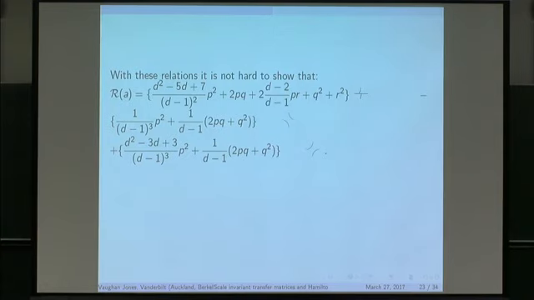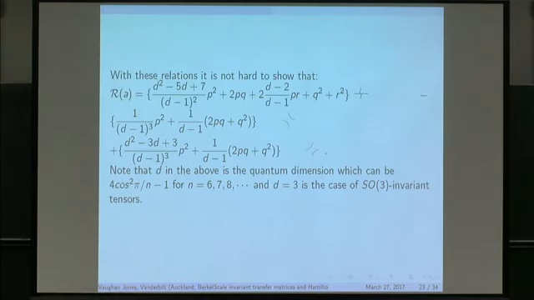Okay, D, what's D? D is the quantum dimension, which will be 4 cos squared pi over n minus 1, for n equals 6, 7, and 8; things go wrong for smaller n. And D equals 3 is the case of the SO3 invariant tensors.